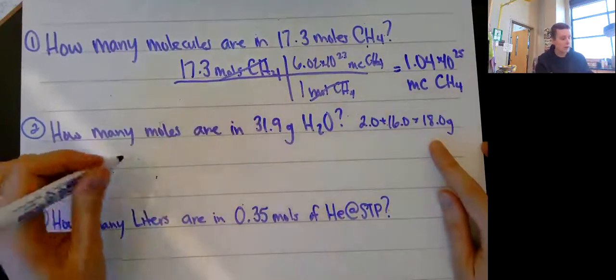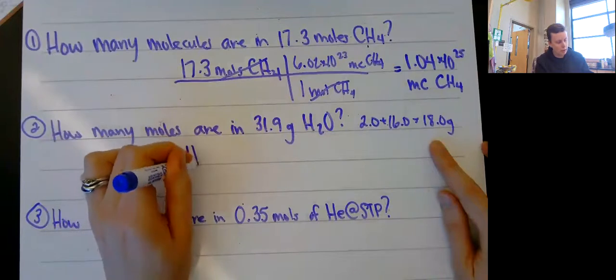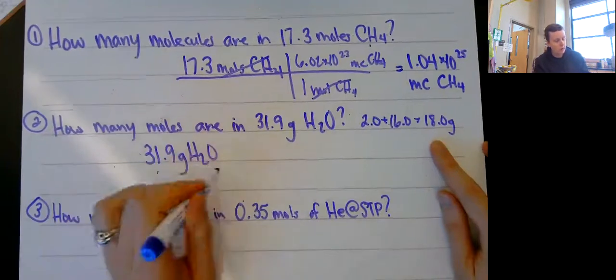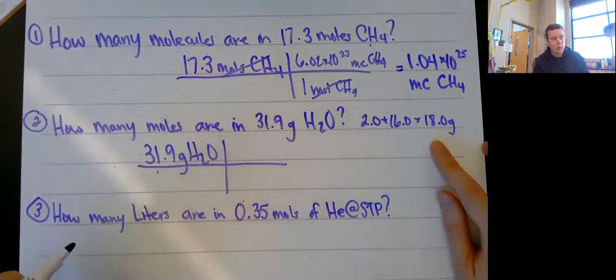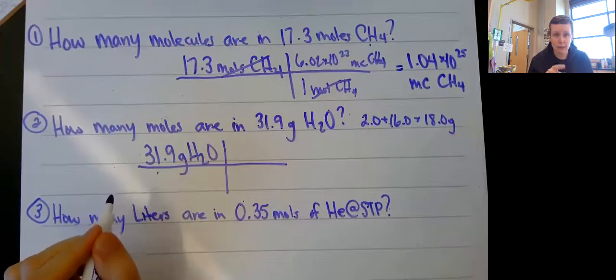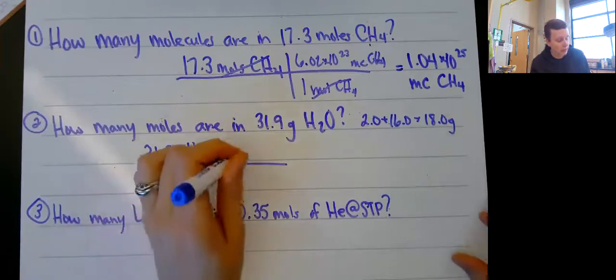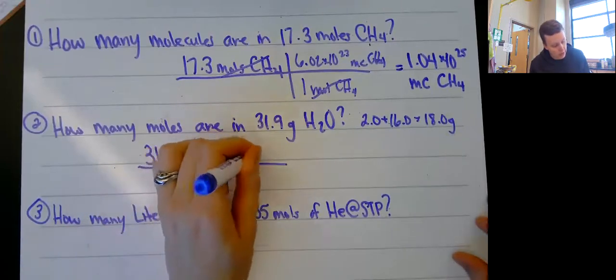Always start with what you're given in the problem. 31.9 grams of water. Where do you want to put 1 mole? Always ask yourself that. Well, I don't want to cancel moles because this isn't moles. I want to get to moles. So 1 mole goes on the top.